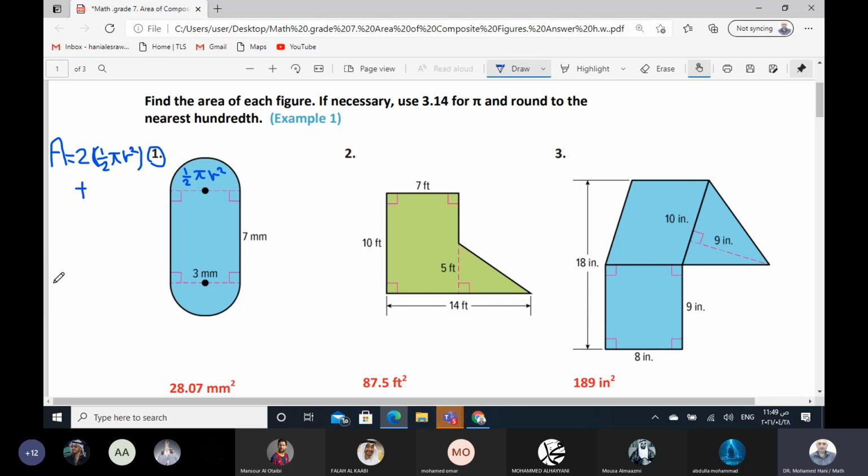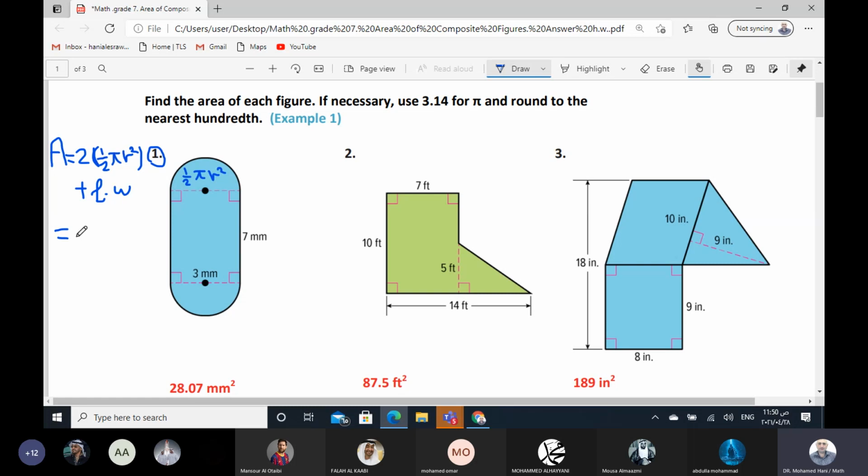plus the area of this shape, which, as you see, is a rectangle. The area of the rectangle will be length times width. Now we can substitute. Two times 1 over 2 will be 1.